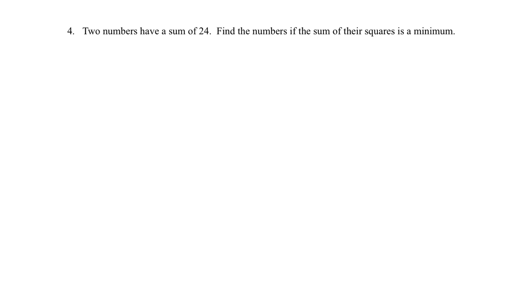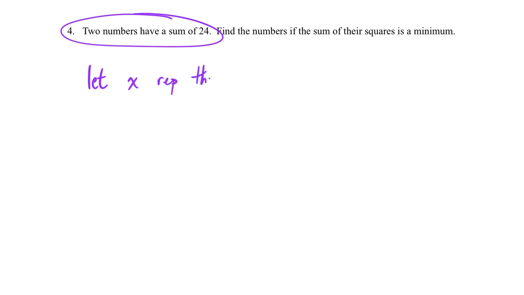Okay, we're back. So, two numbers have a sum of 24. Find the numbers if the sum of their squares is a minimum. Okay, we're dealing with a number problem again. Two numbers have a sum of 24. So I could say let x represent the first number. And if they have a sum of 24, then that means they total to give 24. So therefore, 24 minus the other number is the second number.